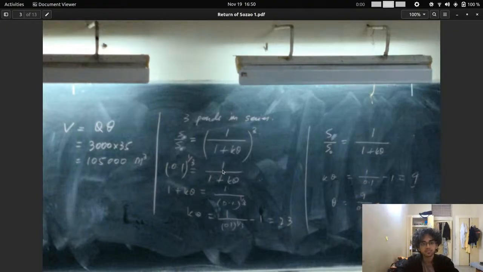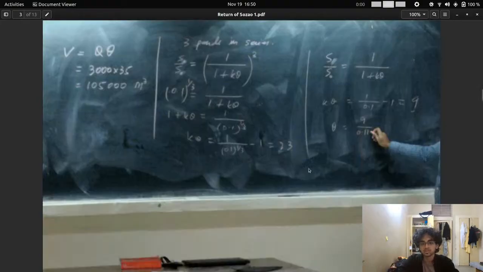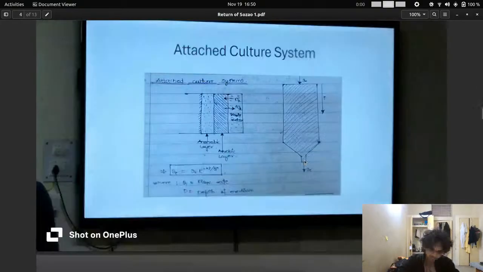Yep. So this is what he is trying to say. Bonds in series, it works like this. This is all there is to it. Now we move on to attached culture systems. I think I've made enough notes for such stuff.